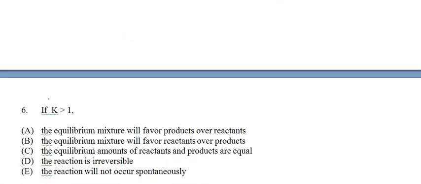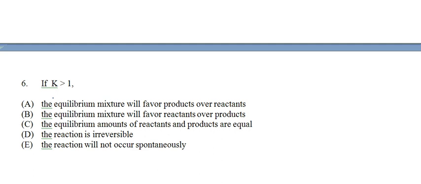Alright. Number 6. Okay. K is greater than 1. What does that mean? Well, what does K mean? It means you have your products over your reactants, first and foremost. Alright. The equilibrium mixture will favor products over reactants. You better believe it. A looks good. Man, we may be done right there.